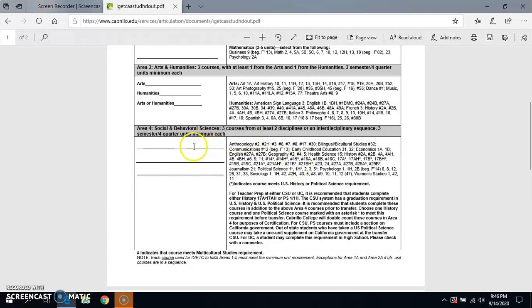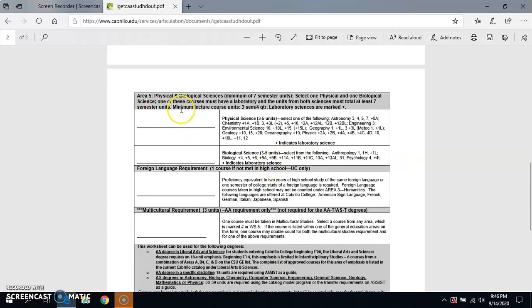And if you take it and you put it in here, you're basically fulfilling 2 requirements, the general ed and the CSU graduation requirement. We move on to area 5, which is your physical and biological. We're basically asking that you complete a physical science class, and you put that in here, and we're asking that you complete a biological science class from this area, and you place it in here.